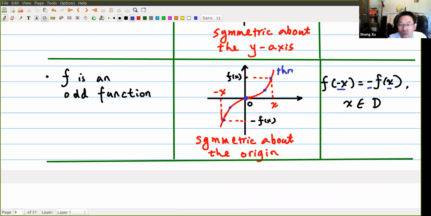Through origin. That's easy to see, right? So if I want to say a function is through origin, that means f(0) should be equal to 0, right? So you have (0, 0) as a point on the curve.